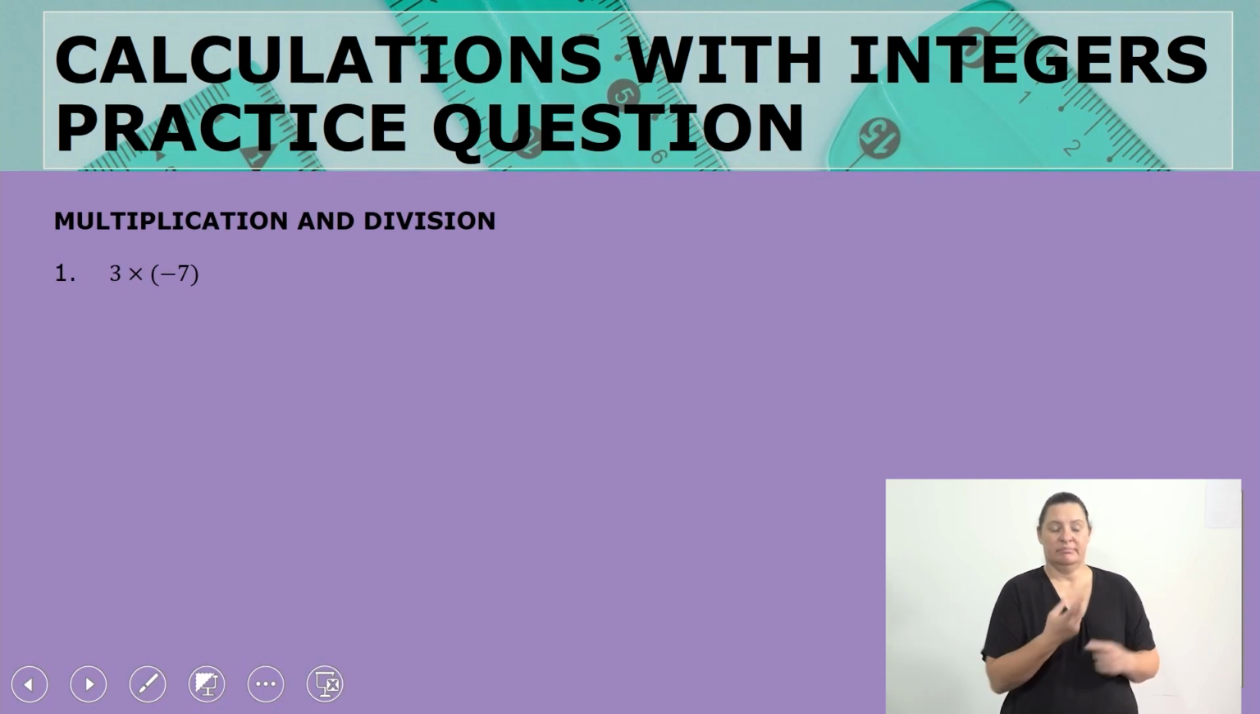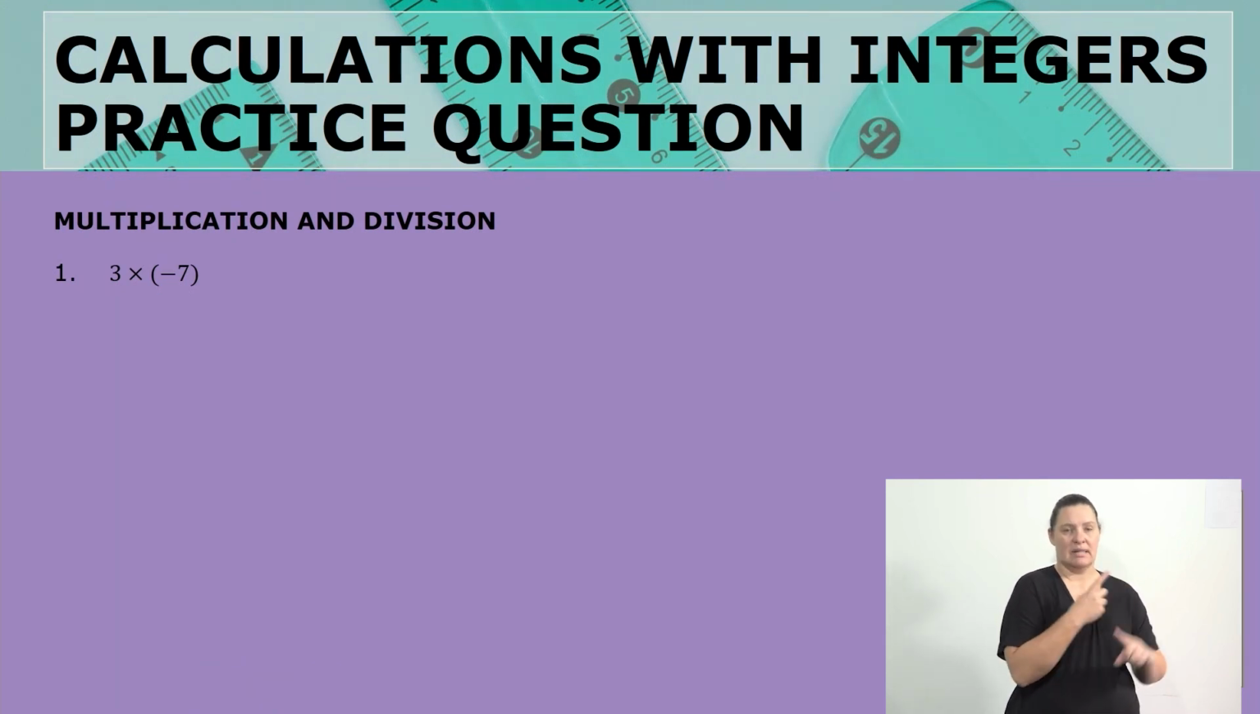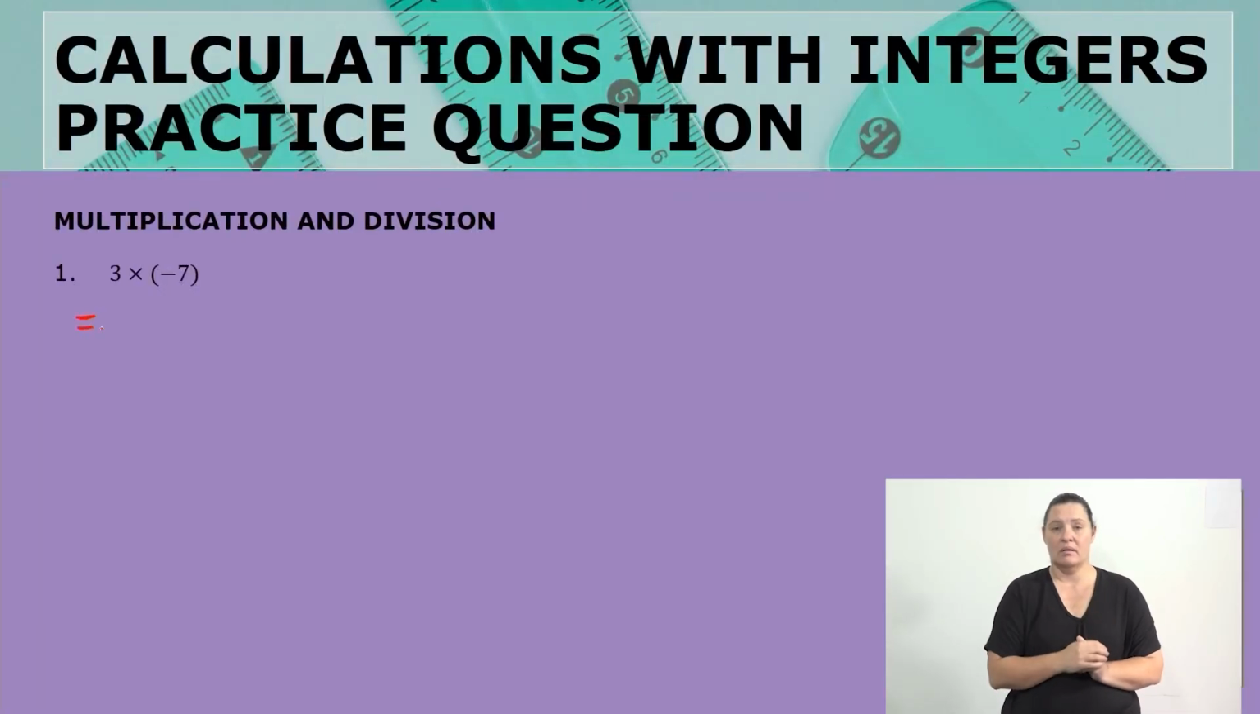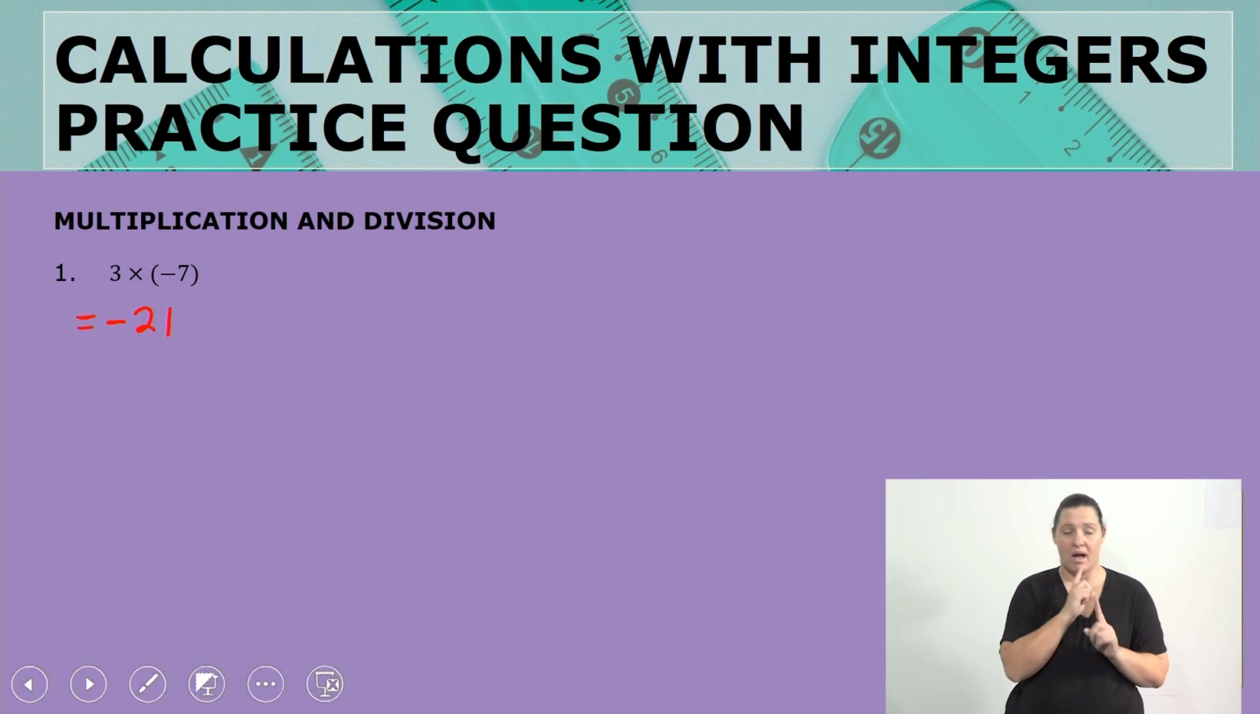I have there number 1, a positive 3 multiplied by a negative 7. Remember, we are multiplying a positive number with a negative number. So we know that our answer is going to be a negative answer. Then we are going to say 3 multiplied by 7, which is 21. So our answer for a positive 3 multiplied by negative 7 is negative 21. Let's go to the next one.